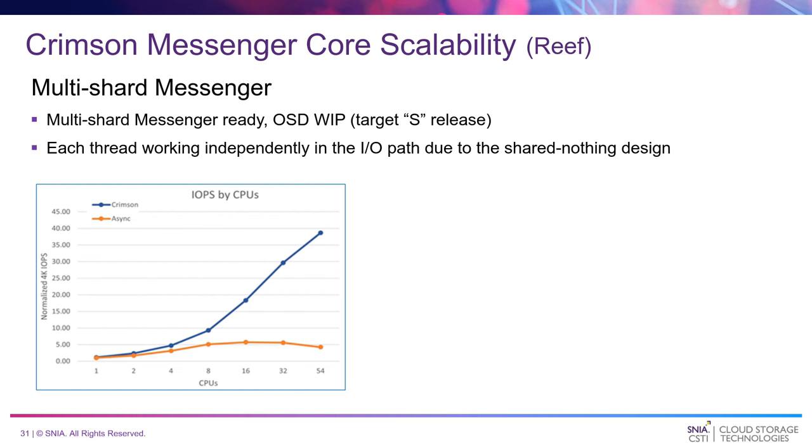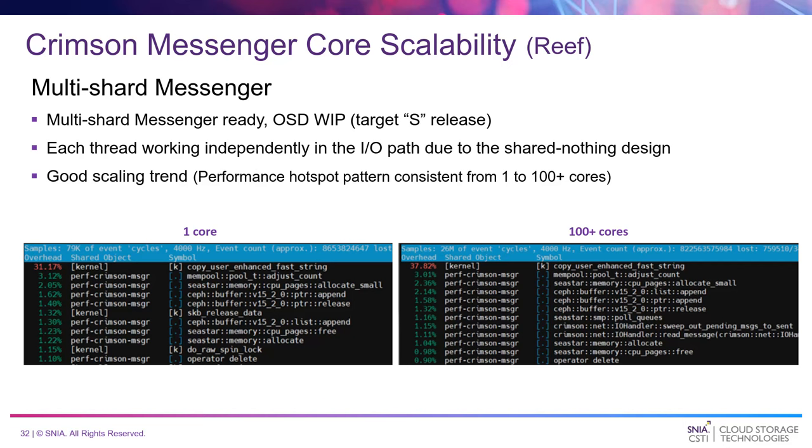And as you can see, compared with the async messenger in the classic OSD, if you look at the blue line, the multi-shard Crimson messenger actually scales very well with number of cores. So we wanted to make sure that each thread was working independently in the IO path with the shared nothing lock light design, which appears to function as expected. And in terms of scaling, we did some tests on, let's say, two CPUs with 100 plus cores each. The perf pattern indicates that the performance hotspots are essentially consistent across one core and 100 plus cores, which shows a good directional scaling trend.